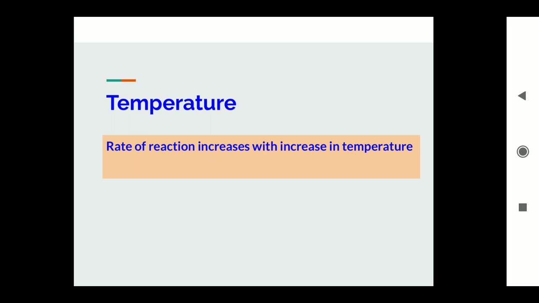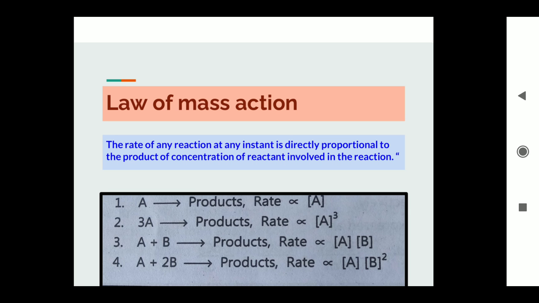Next factor is temperature. Rate of reaction increases with increase in temperature. The higher the temperature, the greater the rate of reaction. The fourth factor is the catalyst. The presence of a catalyst also affects the rate of reaction. Rate of reaction increases because of the presence of a catalyst.